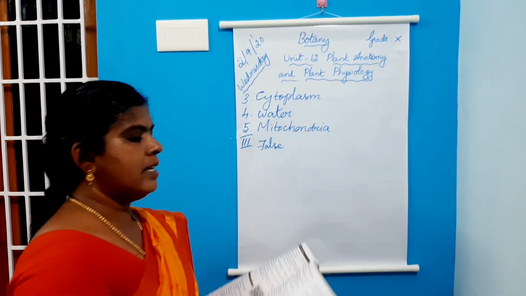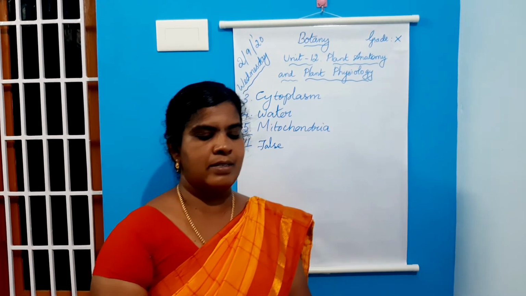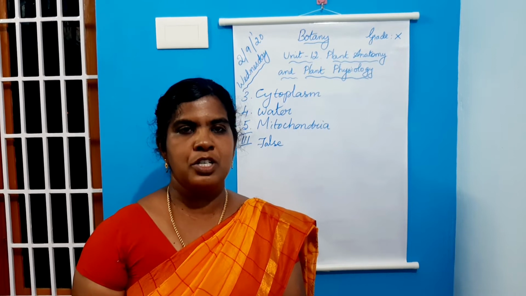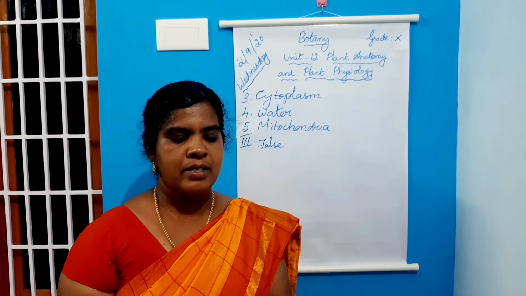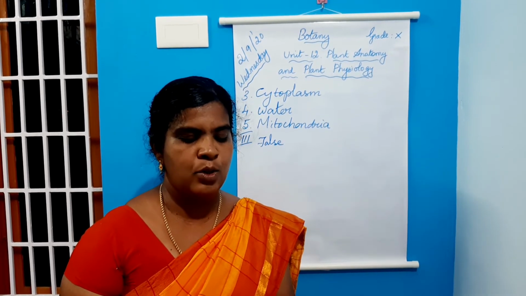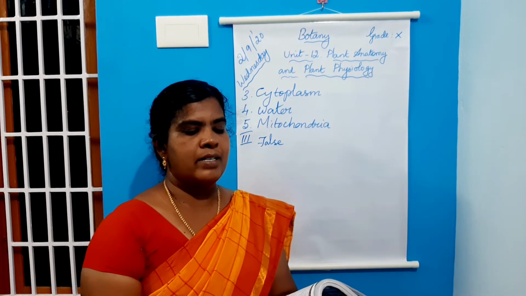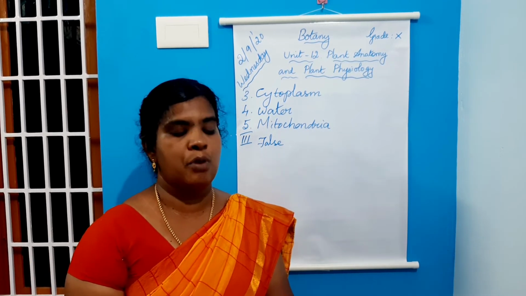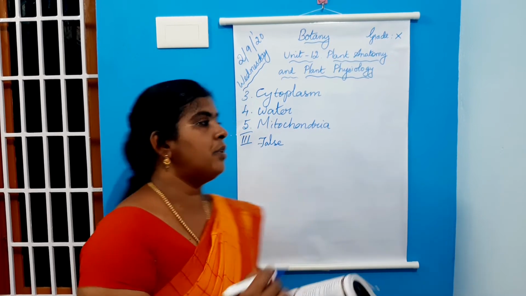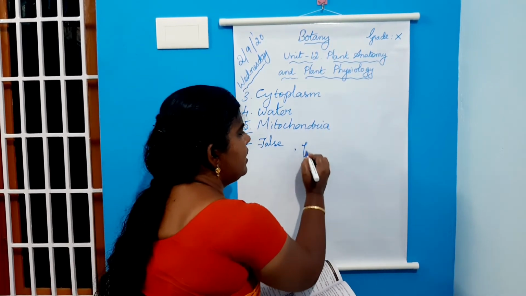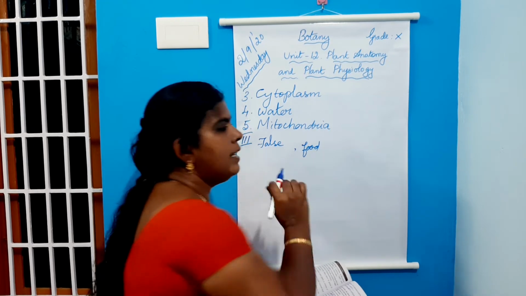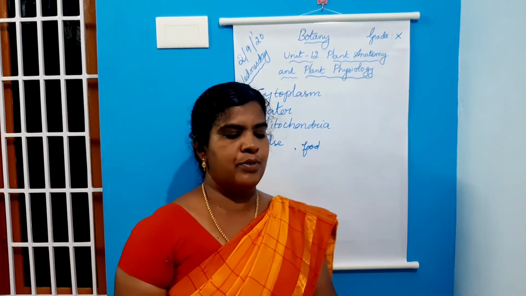Which is the correct statement? How to write this sentence? Phloem tissue is involved in the transport of food in plants. So, you have to underline the term water and write food. Instead of water, you have to write food.